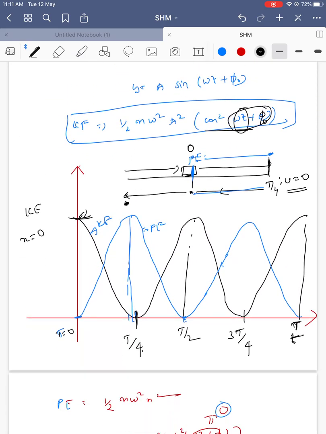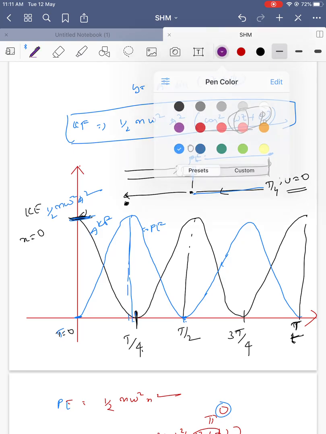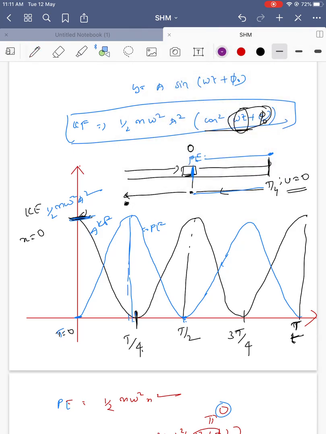So if you draw a line, what is the maximum value of kinetic energy? Kinetic energy maximum is half m omega square a square. What is the minimum value of kinetic energy? 0. Maximum value of potential energy is half m omega square a square. So if you draw a line for total energy, it will be a straight line because it touches the extremes, because total energy remains constant. So this is what the total energy represents. Okay, thank you.